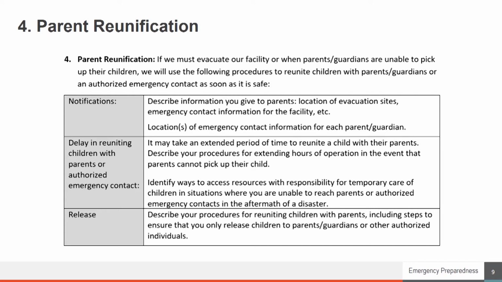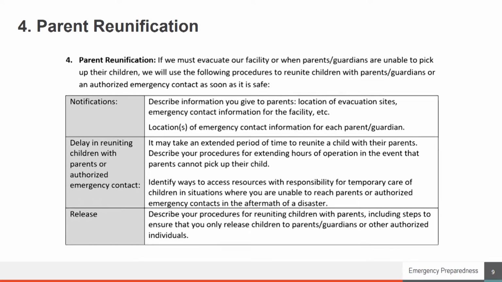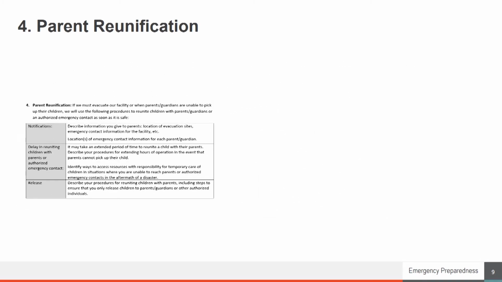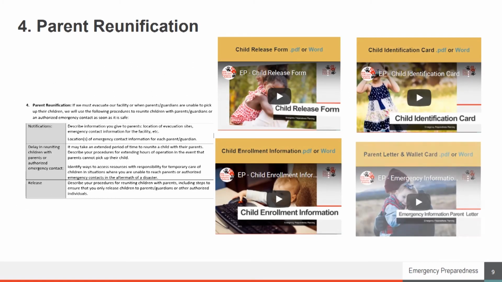There are more resources on the CCR&R website, such as the Child Release Form, Child Identification Form, Child Enrollment Information Form, and a parent letter with emergency information that may be helpful with this step.